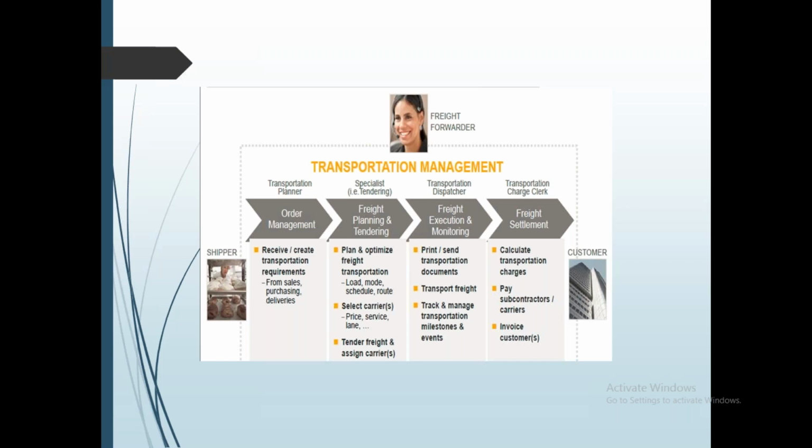The reason is, can you see my screen? Yes, I see the figure of order management to fleet planning. So I come to your question in a different way. In TM we have four pillars. One is order management, second is freight planning, third is execution, and fourth is settlement. Order management is mostly what we do in ECC.